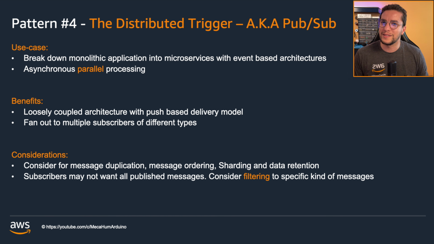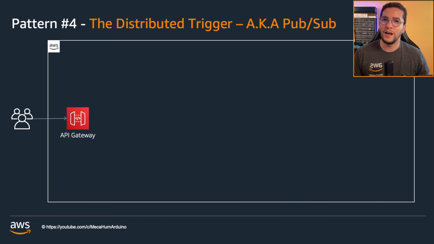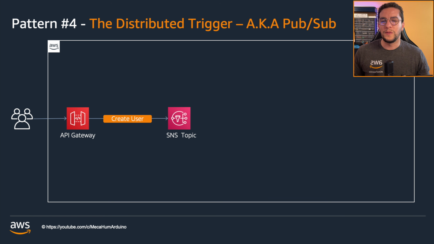The pattern will still remain the same, right? It's just the way you will implement it and the services that you will use that's going to differ. So you have your requests coming in through API Gateway, and the API Gateway here is just exposing an endpoint that says create user. And then all it does is forward that request directly into an SNS topic. So the publisher in this case is the API Gateway.